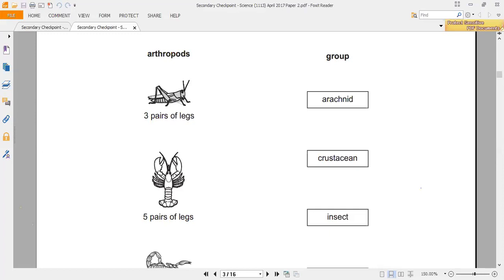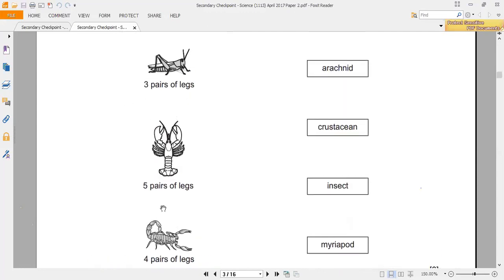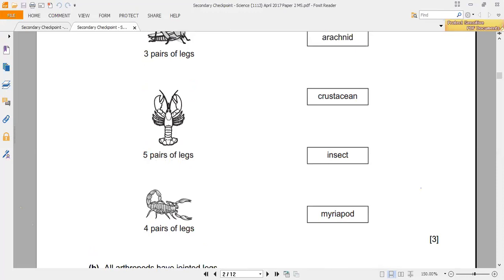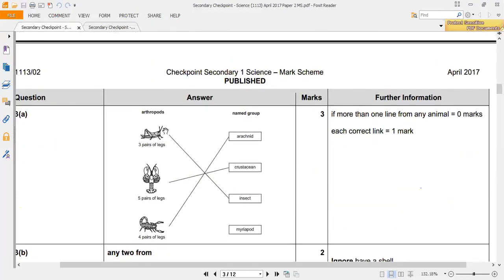So we have arthropods, and on the right hand side we have the group. Number 1, we have 3 pairs of legs. Of course, this is insects. 5 pairs of legs, they are crustaceans. And we have 4 pairs of legs. This is the arachnids. And here is the answer. 3 pairs, insect. 5 are crustaceans. 4 pairs of legs are arachnids.